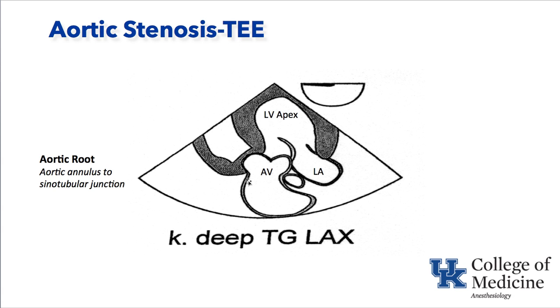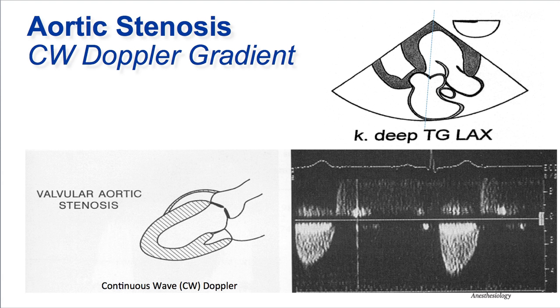But why do we get this view? We get this view because we can line up a continuous wave Doppler here through the aortic valve and get a trace that looks like this, and put a little cursor on it and find out the peak gradients. And if we trace over this, we can actually get mean gradients also. So continuous wave Doppler is used to measure the severity of aortic stenosis.